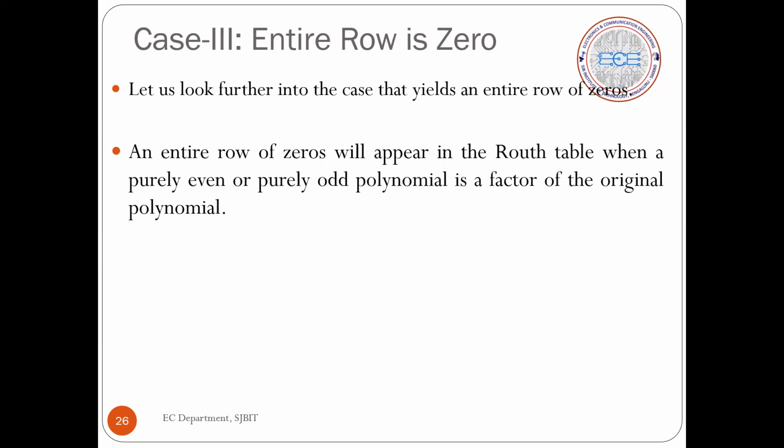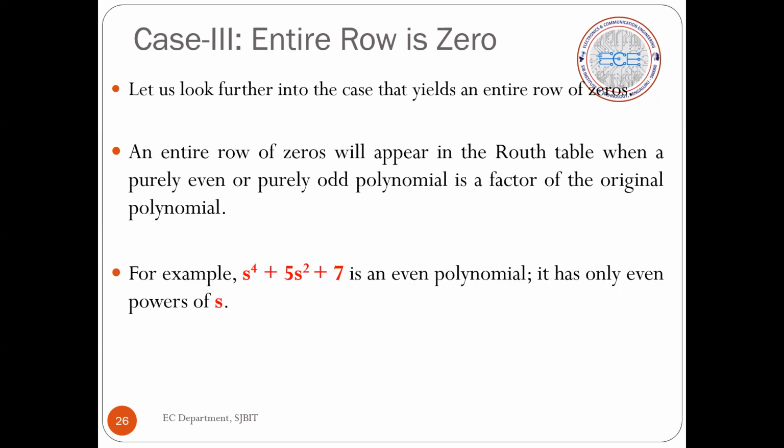Now let us take a few more cases where the entire row will become 0. We will see different cases now. One more case: an entire row of zeros will appear in the routh table when a purely even or purely odd polynomial is a factor of the original polynomial. As we have seen before, when an even polynomial or an odd polynomial becomes a factor of the original polynomial, we come across an entire row becoming 0.